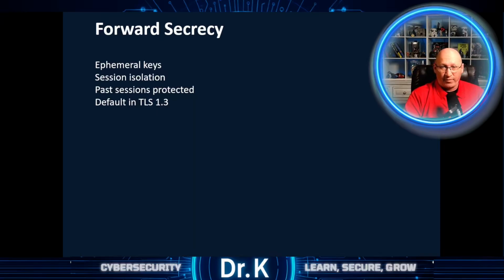Ephemeral Diffie-Hellman enables forward secrecy. Session keys are derived from temporal key exchanges that are not reused. Even if a server's long-term private key is compromised later, past sessions can still remain secure. This property is critical for long-term confidentiality, and modern TLS deployments require forward secrecy by default.